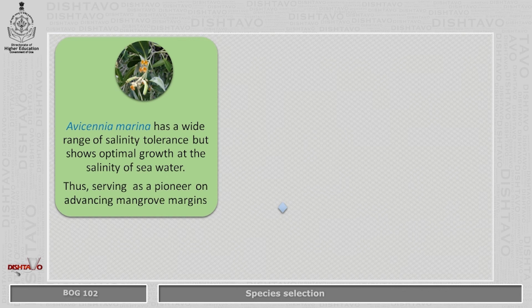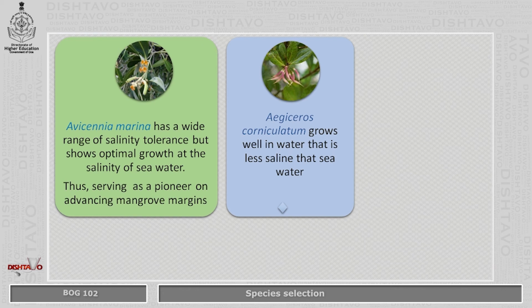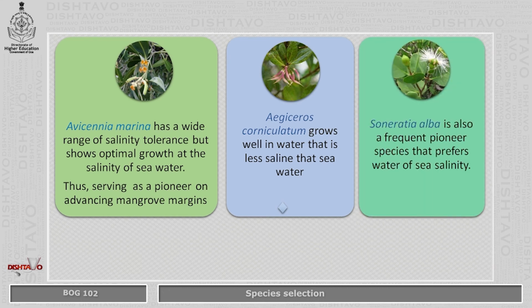For example, Avicennia marina has a wide range of salinity tolerance but shows optimal growth at the salinity of seawater. Thus, it serves as a pioneer on advancing mangrove margins. Aegiceros corniculatum grows well in water that is less saline than the seawater. Sonneratia alba is also a frequent pioneer species that prefers water of sea salinity. These three species can be used to start or restore mangrove plantation as they are pioneer species.